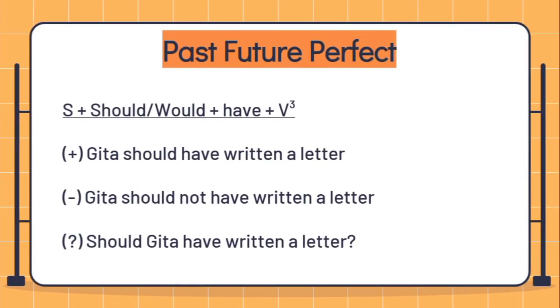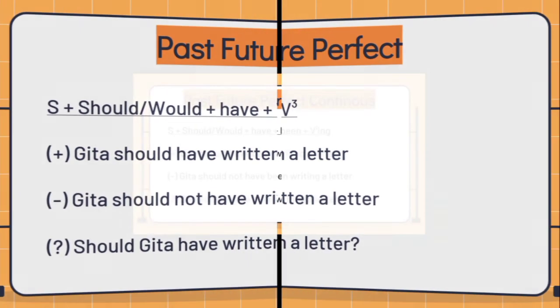Past future perfect. Gita should have written a letter. Gita should not have written a letter. Should Gita have written a letter?